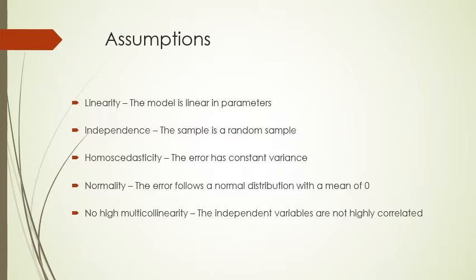homoscedasticity. This assumption is also from the random sample requirement, and the errors have constant variance. Specifically, the variance of the error is the same for any value of x. Fourth, normality. The errors follow a standard normal distribution. Fifth, no high multicollinearity. The independent variables are not highly correlated with each other. These are the basic assumptions, and we may have some other assumptions related to these assumptions.